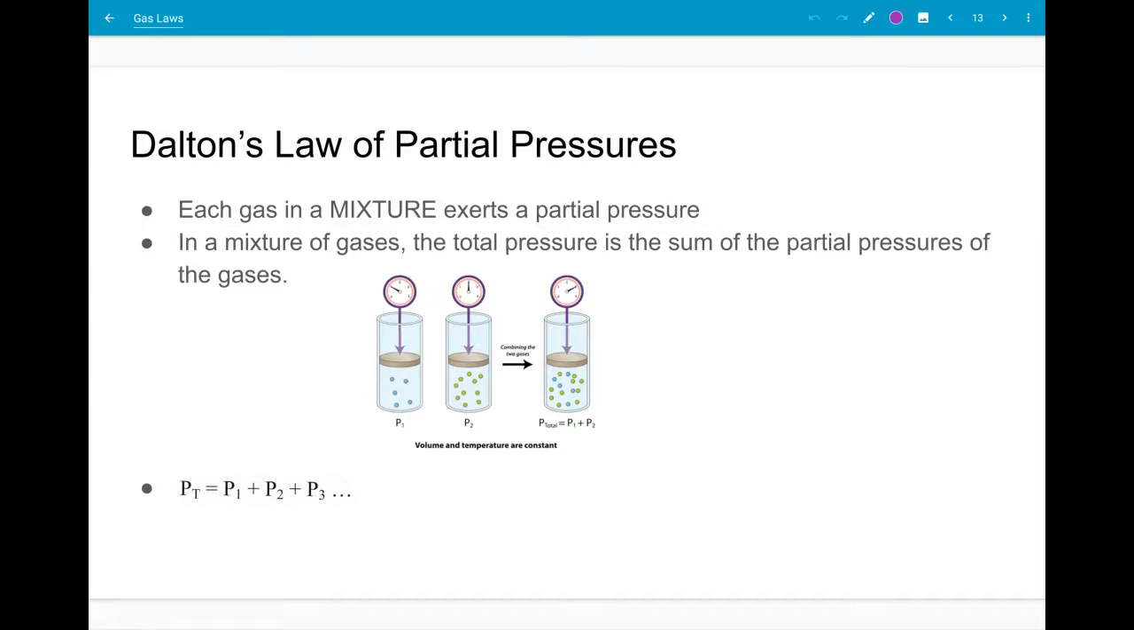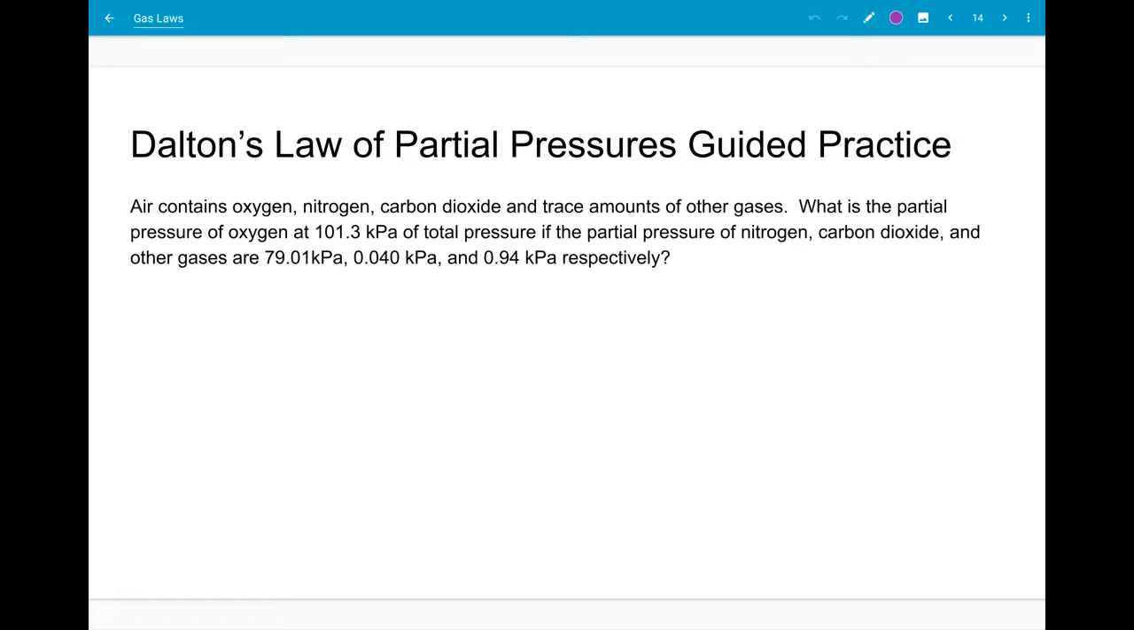Okay, next gas law is Dalton's law of partial pressures. So each gas in a mixture exerts a partial pressure. In a mixture of gases, the total pressure is the sum of those partial pressures. So basically, you're just adding those parts to the total. So these are usually kind of fun to do. So air contains oxygen, nitrogen, carbon dioxide, and trace amounts of other gases.